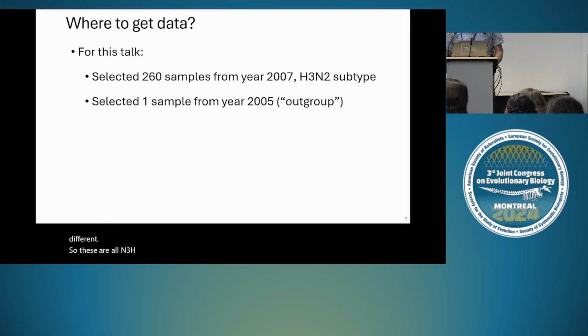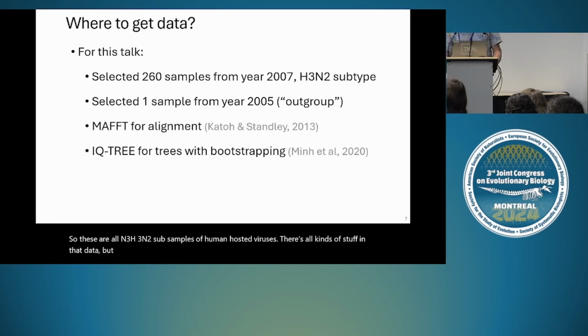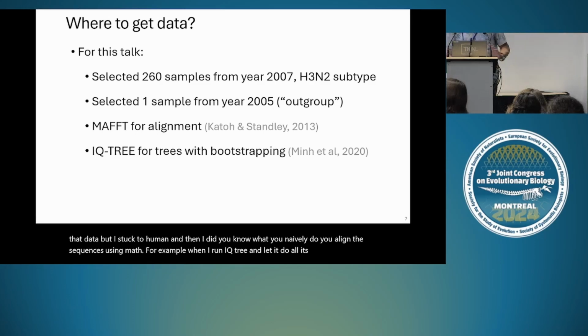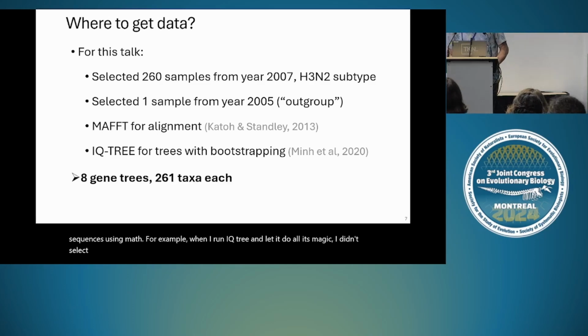H3N2 subsamples of human-hosted viruses. There's all kinds of stuff in that data, but I stuck to human. And then I did what you naively do. You align the sequences using MAFFT, for example. Then I ran IQ-TREE and let it do all its magic. I didn't select anything. And so I ended up with 8 trees, 8 gene segment trees, 261 taxa each.